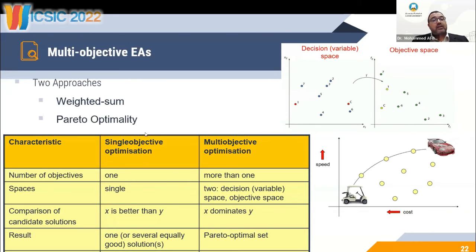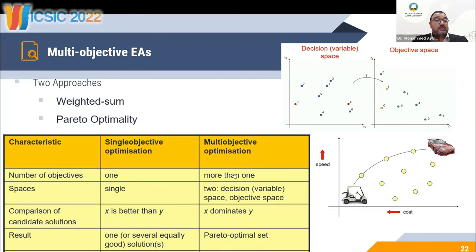And the second way, where the majority of the research is done, is Pareto optimality. Pareto optimality considers the objective space, and the result of these algorithms is not only one solution; it is a Pareto optimal set of solutions to be given to the decision makers to select the best one of them. So here, let me describe very quickly the characteristics of each type, and the difference between single objective optimization and multi-objective optimization.